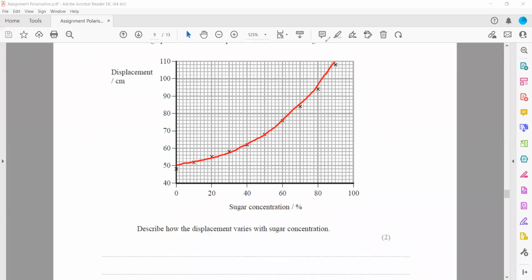So when it's not making a straight line, it means that it is a non-linear relation, and the displacement increases with the concentration of sugar. So if we use a high concentration of sugar, the displacement will be more.